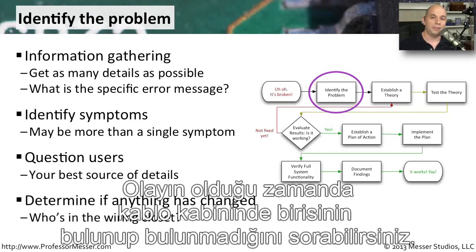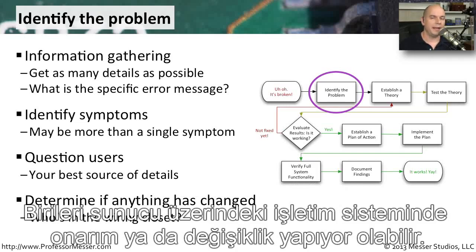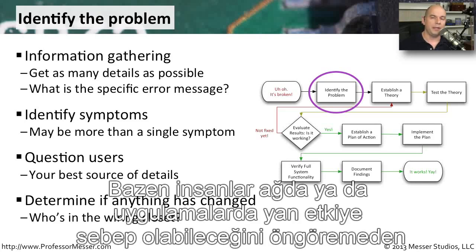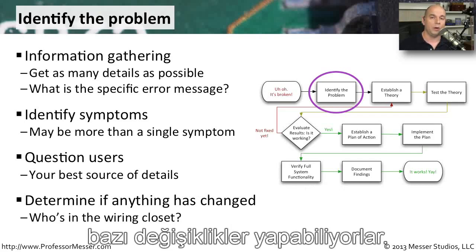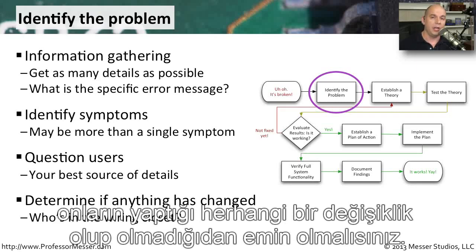This is also a good opportunity to find out if someone may have changed something. We used to ask if someone was in the wiring closet at that particular time when we're trying to troubleshoot network problems. Did somebody modify or patch an operating system on a server? Somebody doing maintenance in the data center? Sometimes people can make a change not realizing that it might affect some other part of the network or other applications. So you want to be sure that nobody is making any changes, or if they have made changes, what those last changes might have been.